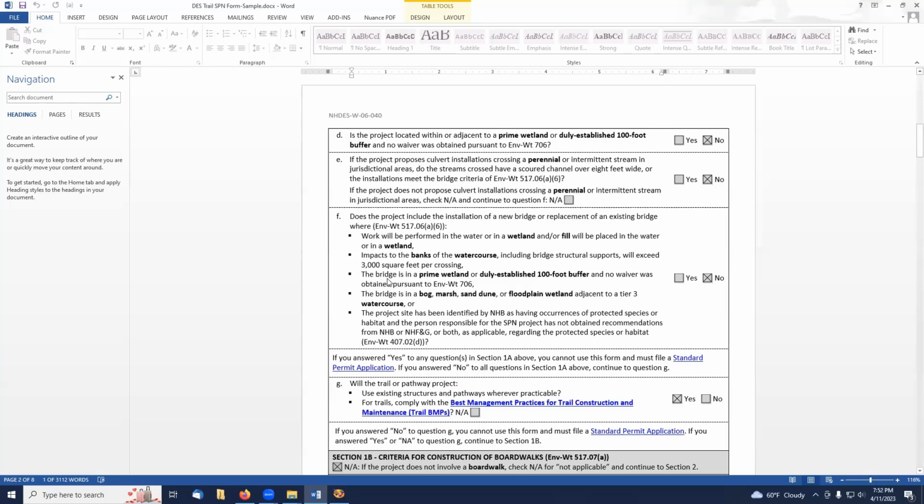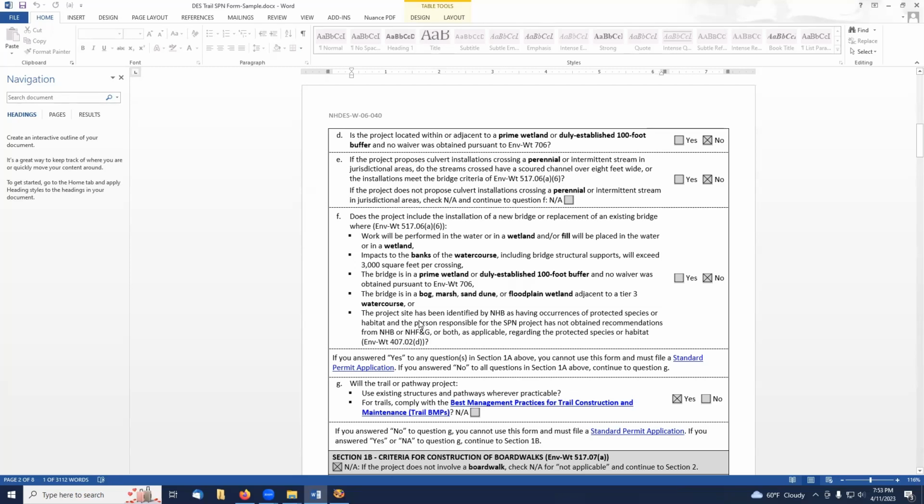Okay. Bridges in a prime wetland or duly established 100-foot buffer and no waiver was obtained. The answer is no, we're not building in a prime wetland. Bridges in a bog, marsh, sand dune, floodplain wetland. Again, those are all areas you don't want to be in. Answer no. The project site has been identified by NHB, that's our data check program, as having occurrences of protected species, habitat, and the person responsible for the project has not obtained recommendations from NHB or Fish and Game regarding the protected species or habitat.